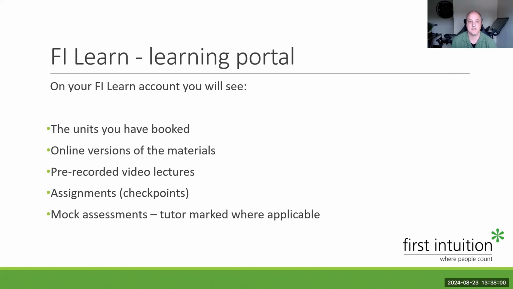And then you have the learning portal on your FI Learn account. On here, you will be able to access all your materials. So if you book level 4, you'll see all the level 4 units. If you book level 3 and so on, whichever course you've purchased, you'll be able to access whatever unit you're doing on the FI Learn learning portal.